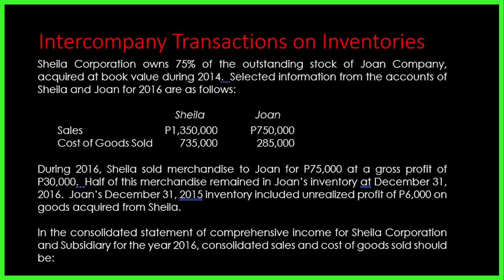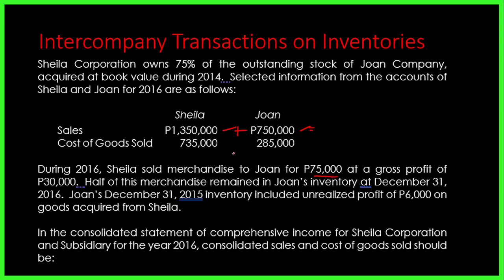Okay, so let's continue. Let's compute for your consolidated sales. After reading this problem, ano ba yung kailangan natin to compute for the consolidated sales? You have the sales of Sheila, this is the parent, and then you have Joanne, the subsidiary. So you simply add the two, and then you remove the intercompany sales. During 2016, Sheila sold merchandise to Joanne for 75,000. So tatanggalin natin yun regardless of whether it's upstream sale or downstream sale. So that's now your consolidated sales.